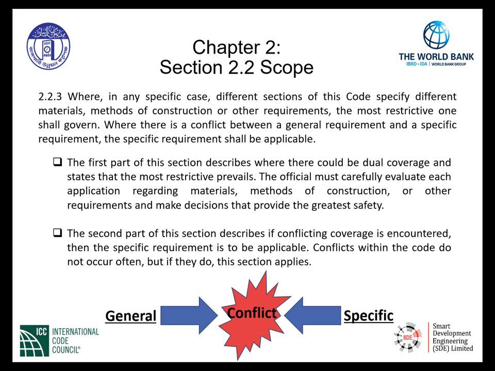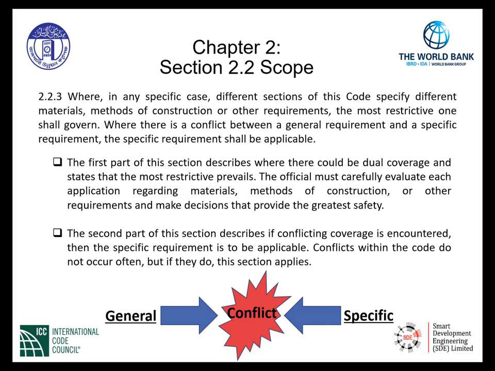In section 2.2.3, this key section gives us the requirement where in any specific case, different sections of this code specify different materials, methods of construction, or other requirements. We need to look at the most restrictive one as that shall govern. Where there is a conflict between a general requirement and a specific requirement, the specific requirement shall be applicable.